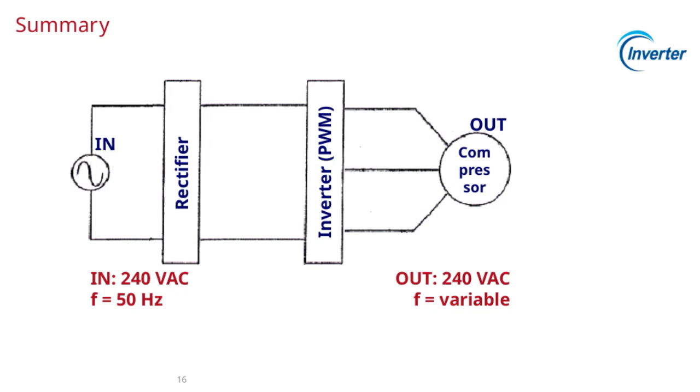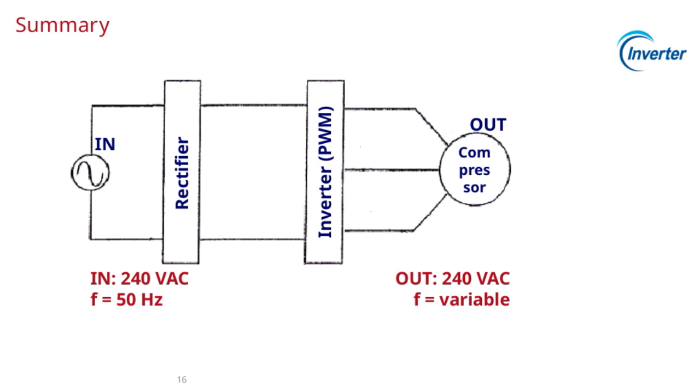All right, let's take a closer look at this slide. We start with the output, which is 240 volts AC, and notice that the frequency can vary depending on the application. Moving to the input side, it's also 240 volts AC, but here, the frequency is fixed at 50 Hz. This is typical for many standard power systems.